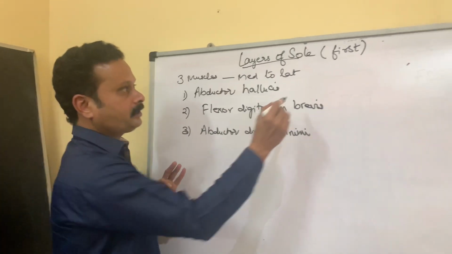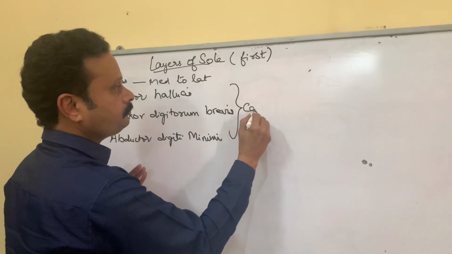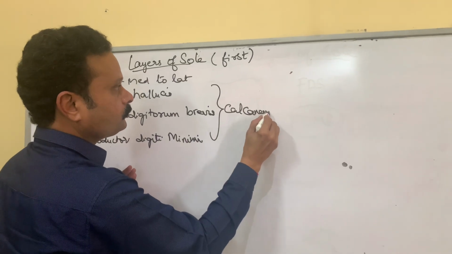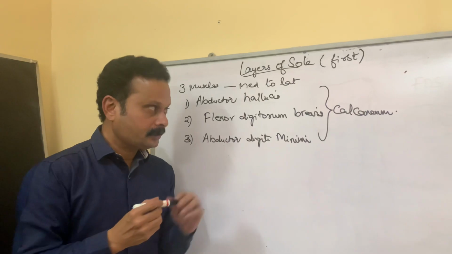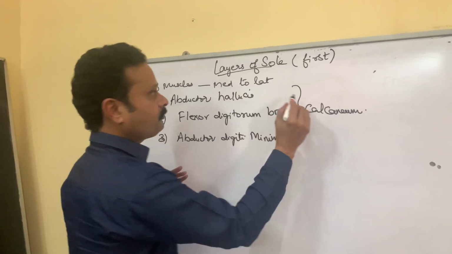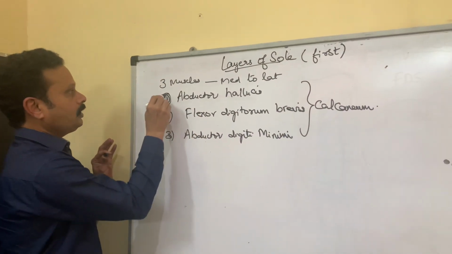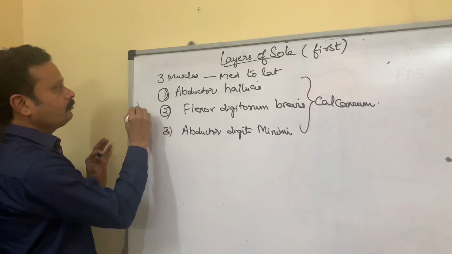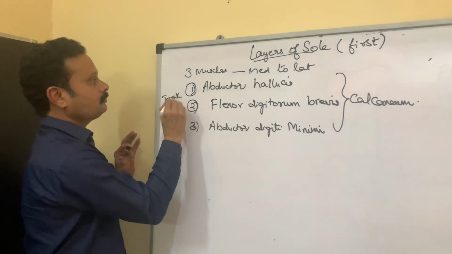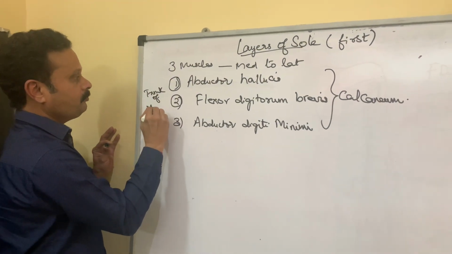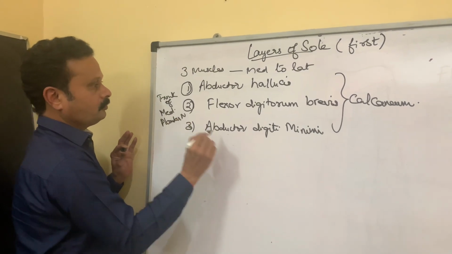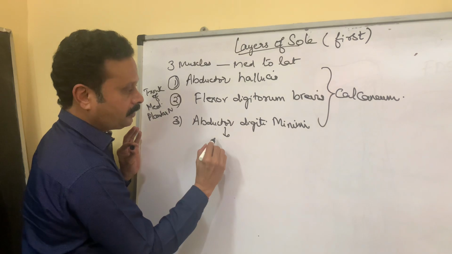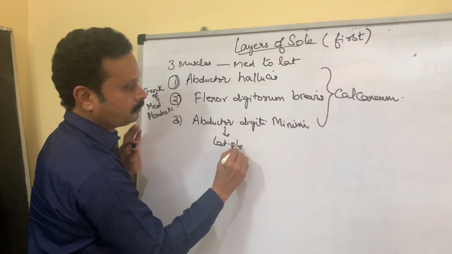All these muscles take origin from calcaneum, and the first two are supplied by the trunk of medial plantar nerve, whereas this one is supplied by the trunk of lateral plantar nerve.